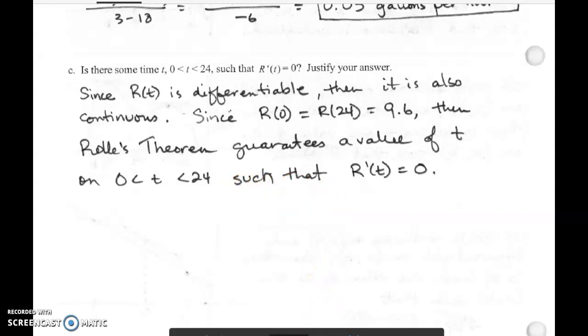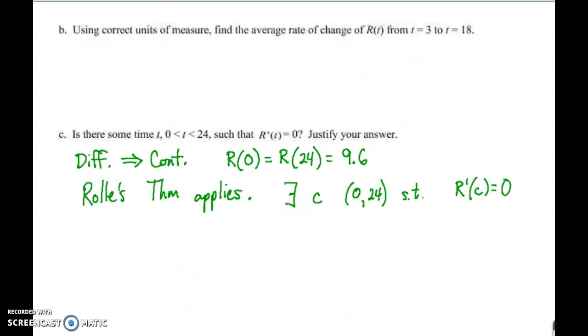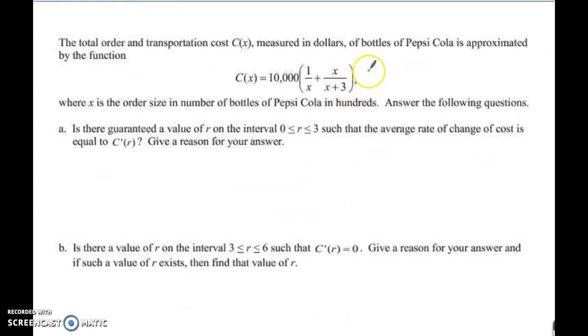So feel free to pause this as we move forward with some more differentiation problems. So what we have is a formula. It looks like it's a cost equation, and we can answer these problems. The cost equation is just measured in dollars. So is there guaranteed a value of r on the interval from 0 to 3 such that the average rate of change of cost is equal to c prime of r?